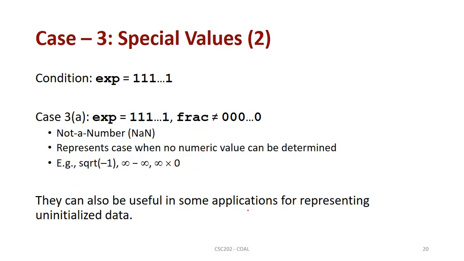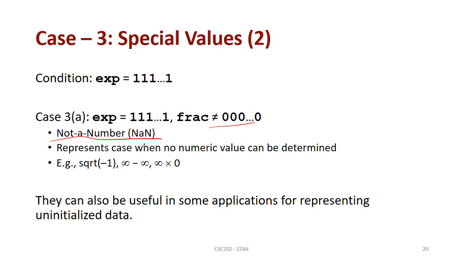The second case is the last special case. We have two special cases, and in this case, if any of the bits in the fractional part is set. Previously, if all the bits are zero in the fractional part, it represents infinity, positive or negative. But here in the second scenario, if any of the bits in the fractional part is 1, then it is not infinity, but some special case, and it represents not a number.